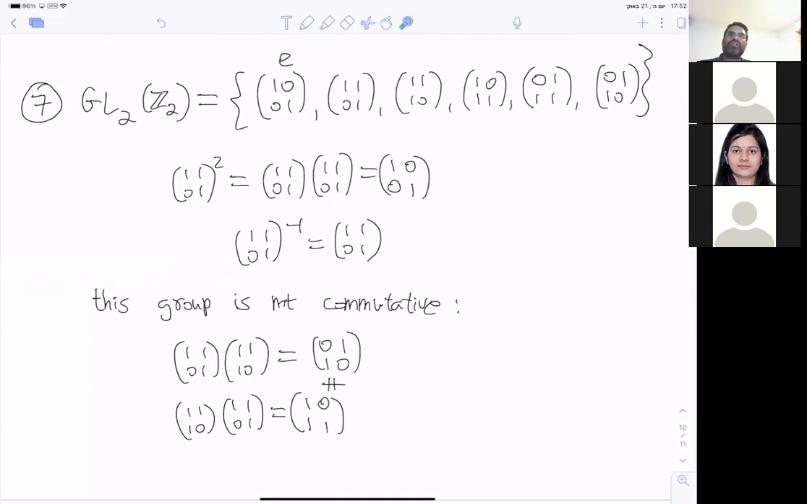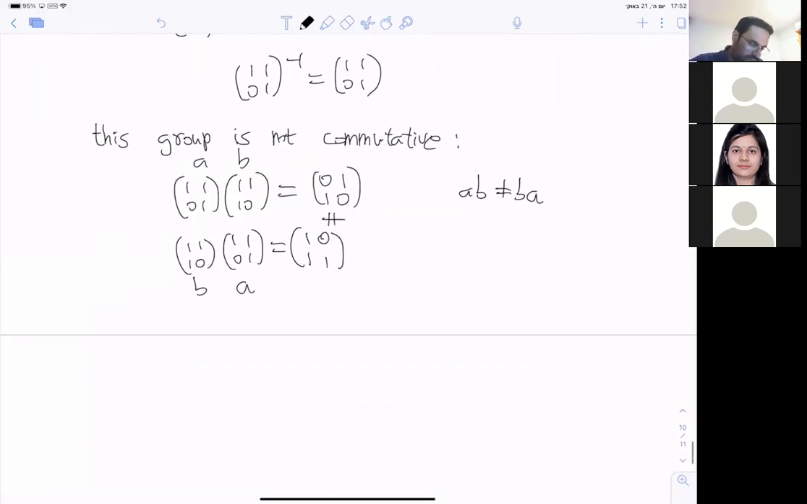Why do I mention that it's not commutative? Of course it's not commutative; multiplication of matrices is not commutative in general, though of course you have matrices that do commute. The reason why I mention it is that we are going to see that if a group is not commutative, meaning you have some AB which is not BA, like here, then it cannot be cyclic.